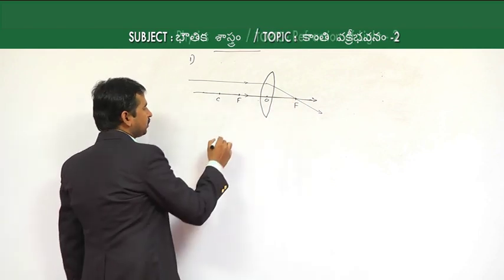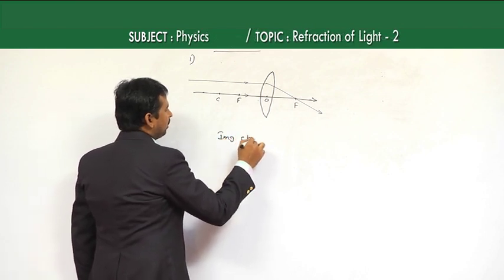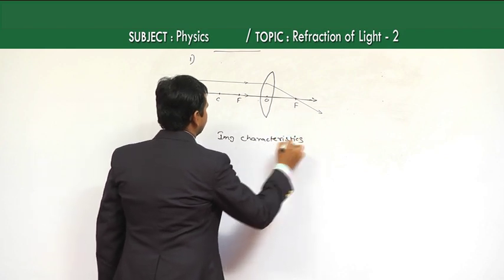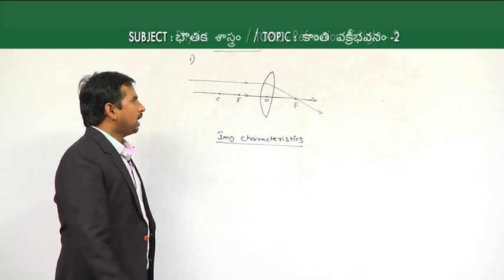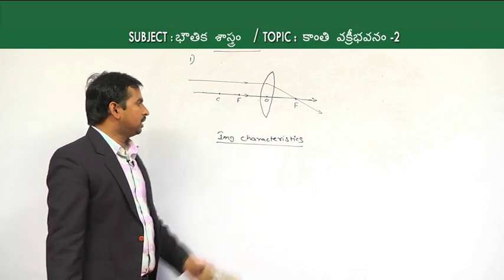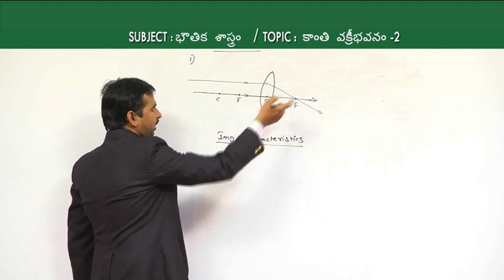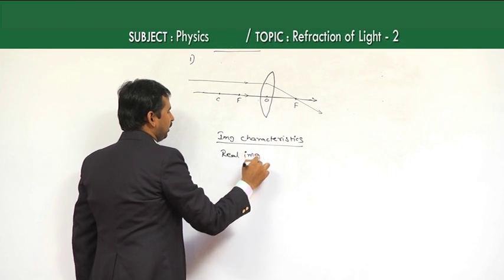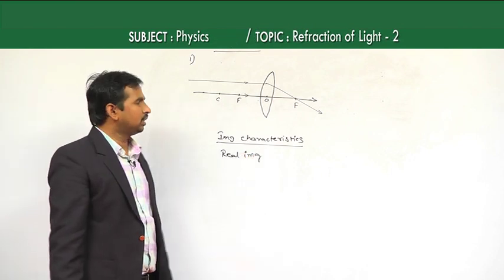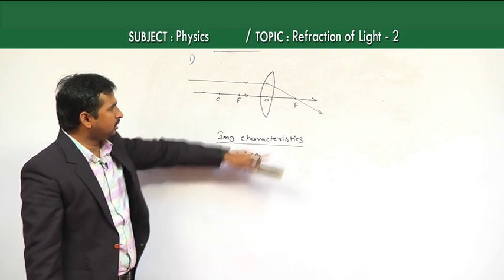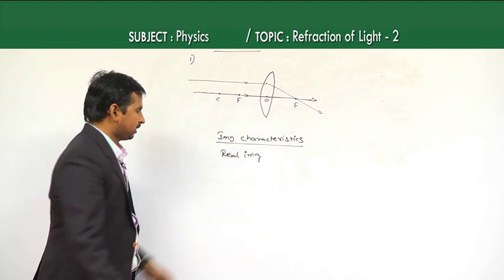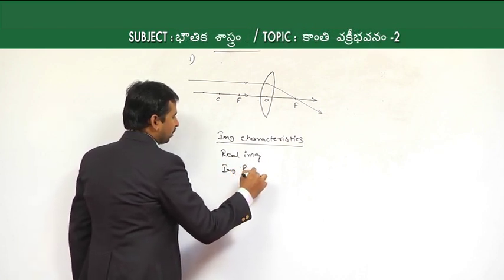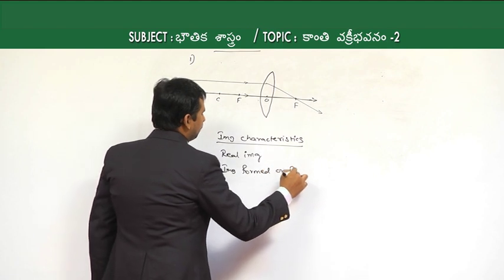Then, if you see the image characteristics, okay, as the light ray is coming parallel here, in this case, the light rays are really meeting at a point. So, that is why here the image formed is a real image. And not only that, after refraction, the image formed is exactly at the principal focus. So, the position is image formed on principal focus.